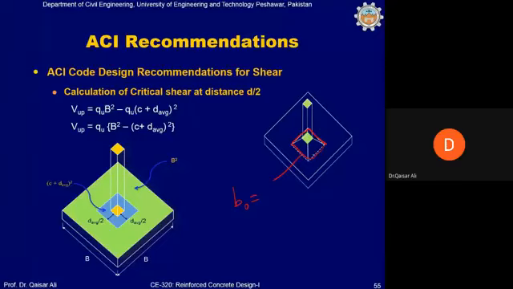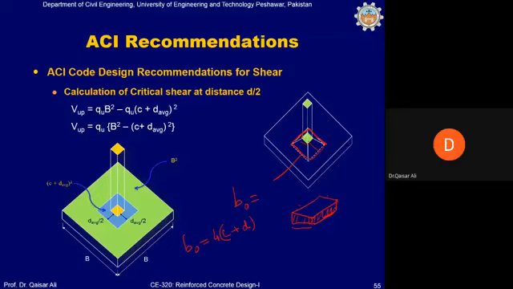So the area of punching will be which area? It will be this area on all sides. B0 is basically equal to, if this side is d/2 and the other side is also d/2, and the column side is c, and let's say the column is also square, so it will be (c + d) times 4. b0 will be 4 times (c + d).